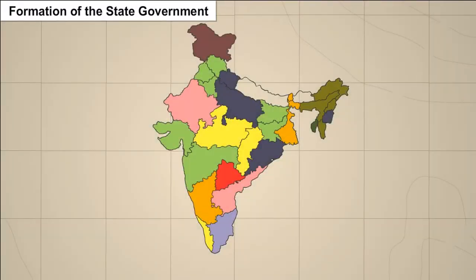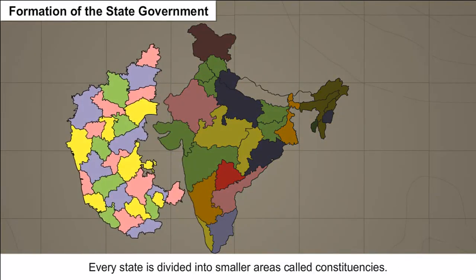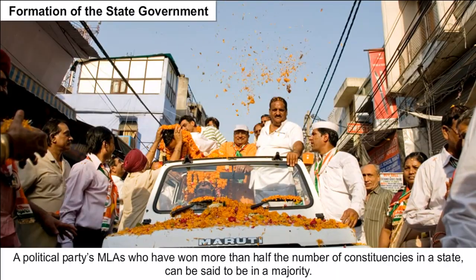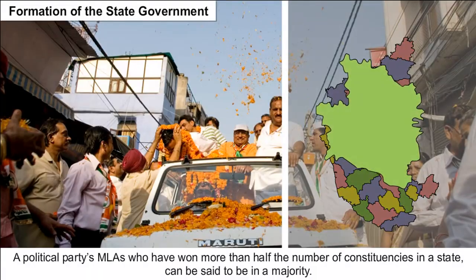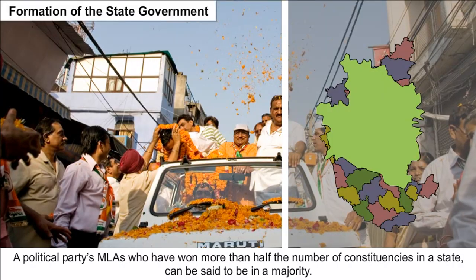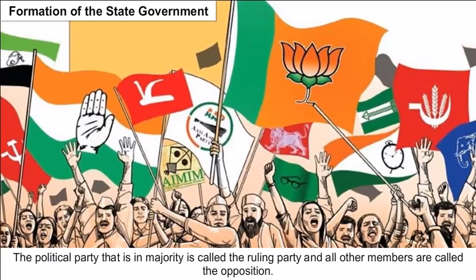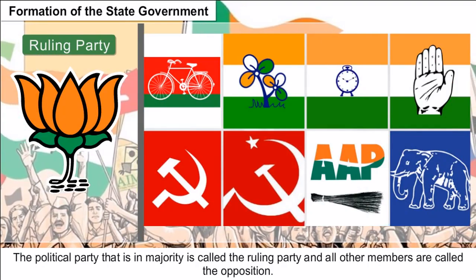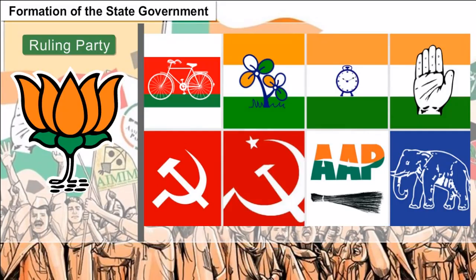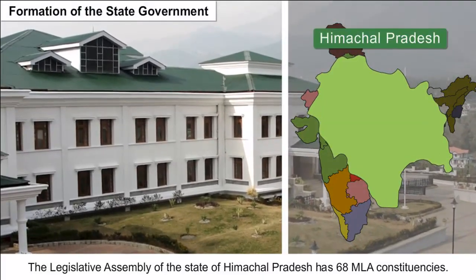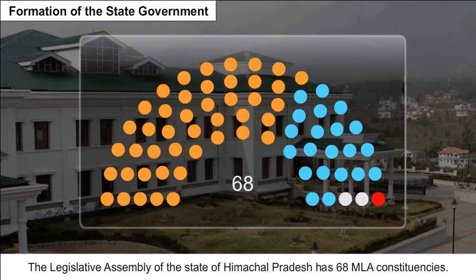Formation of the state government. Every state is divided into smaller areas called constituencies. A political party's MLAs who have won more than half the number of constituencies in a state can be said to be in a majority. The political party that is in majority is called the ruling party, and all other members are called the opposition. For example, the Legislative Assembly of the state of Himachal Pradesh has 68 MLA constituencies.